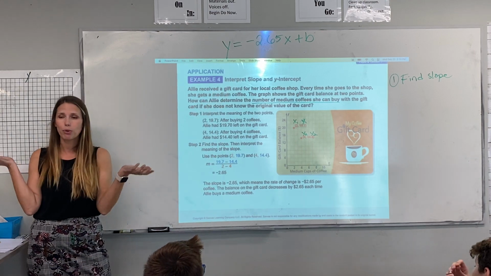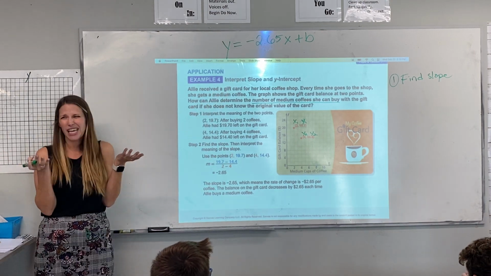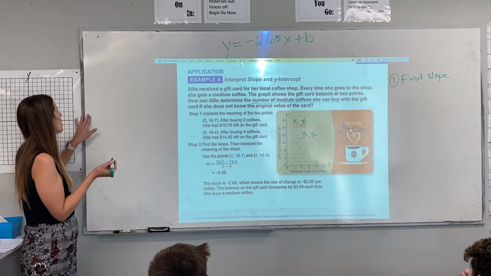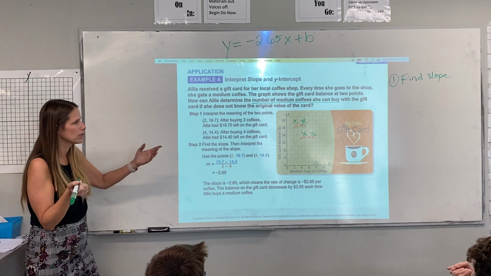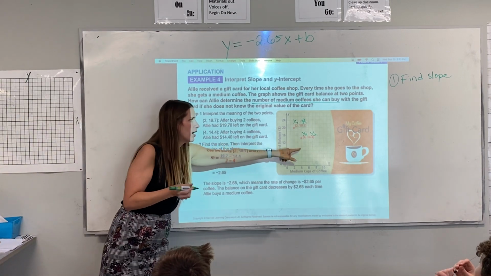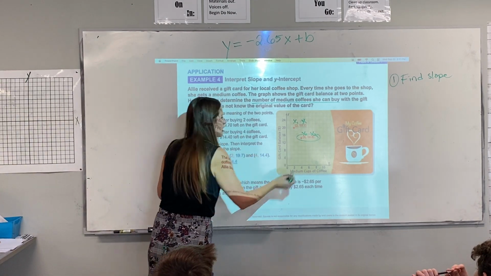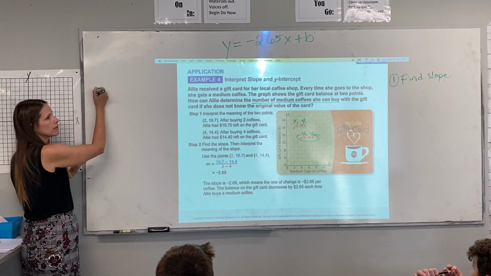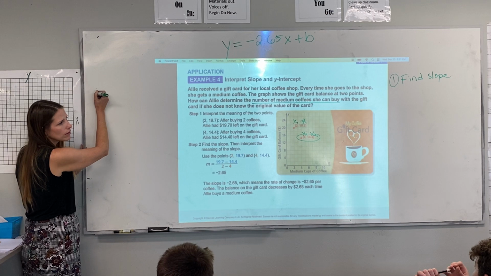Does it matter which point? No. I don't really have a preference this time because they're both positive values. So, which one do you want to use? The easiest one? Lower numbers? Let's try that one. So what's my y value? 14.4.